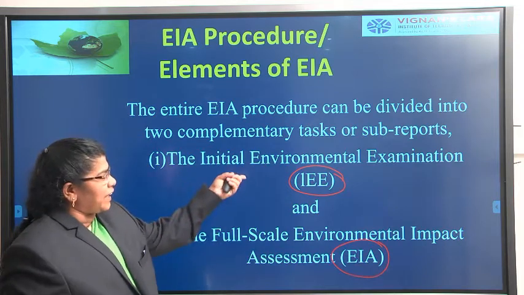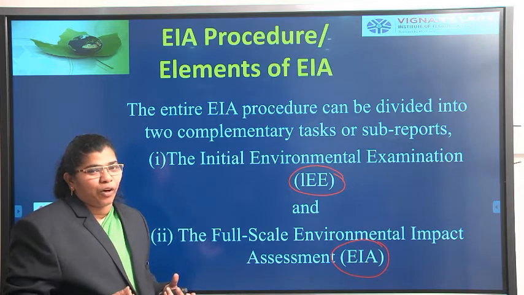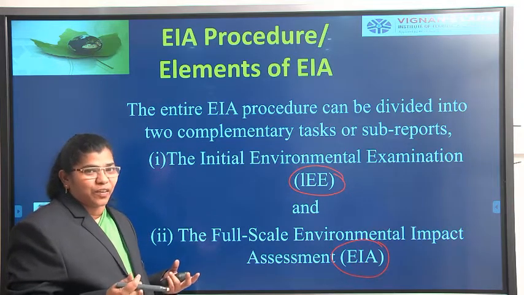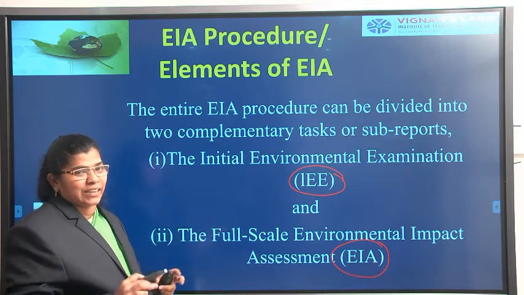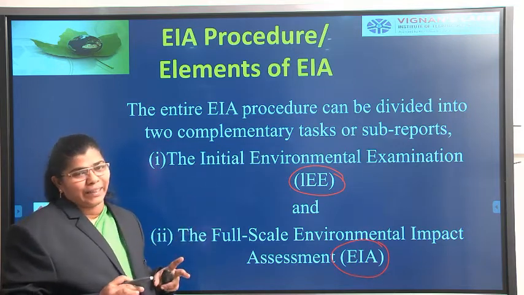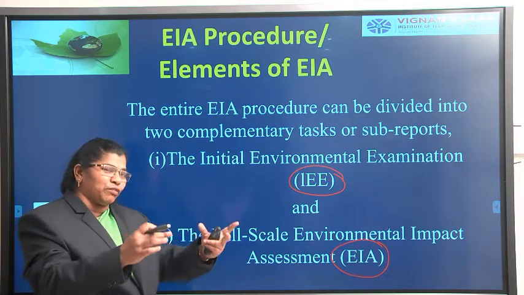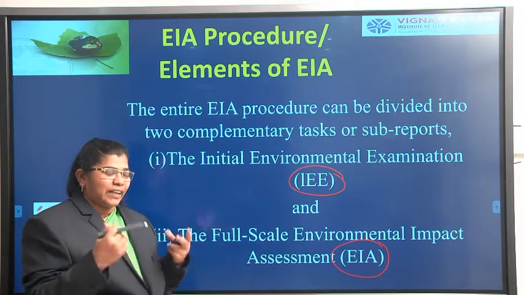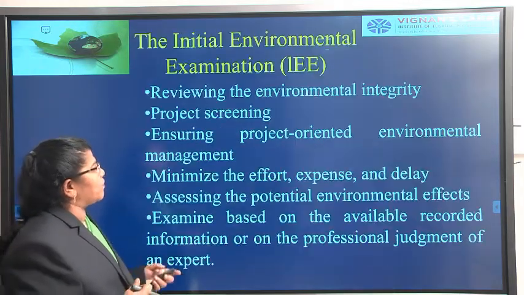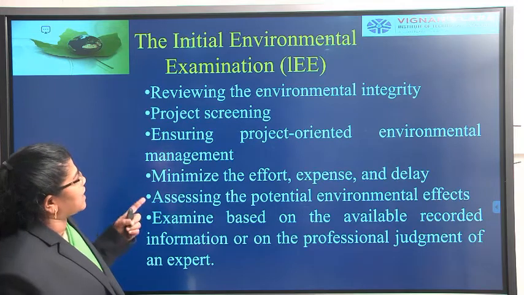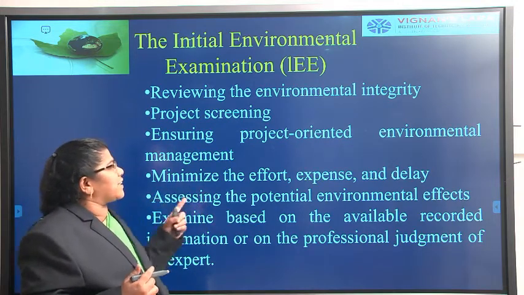So the initial one is a basic thing. If you want to get a project done, first you will go and see whether the project is feasible. Like that, the initial stage, we call it the initial environmental examination. If it is feasible and other things are fine, then we will go for the full scale examination of the EIA. So it is the initial IEE, the initial environmental examination.